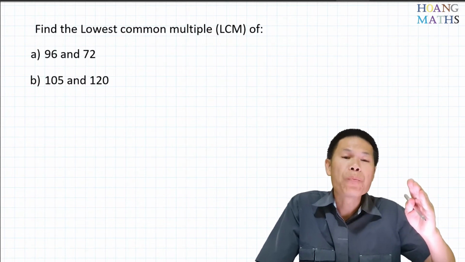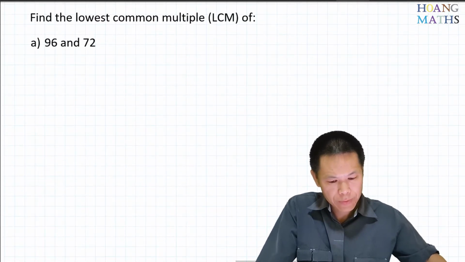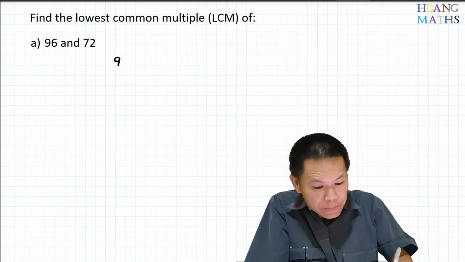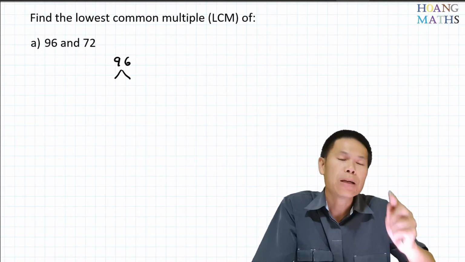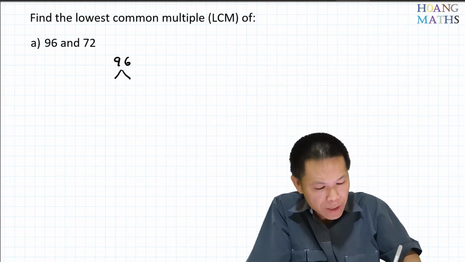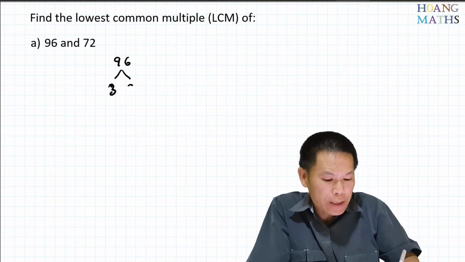How do you go? Let's go through it together, okay? So first one, 96 is divisible by 3 because 9 plus 6 is 15. So therefore it's divisible by 3. So 3 goes into 9 three times and 3 goes into 6 two times.